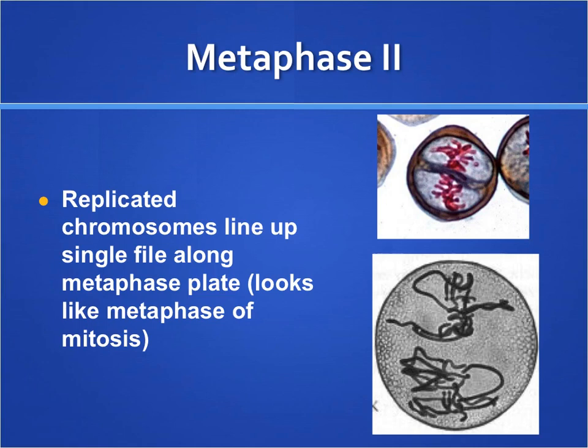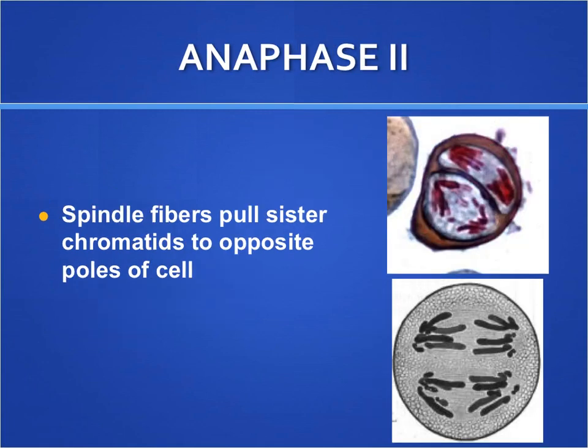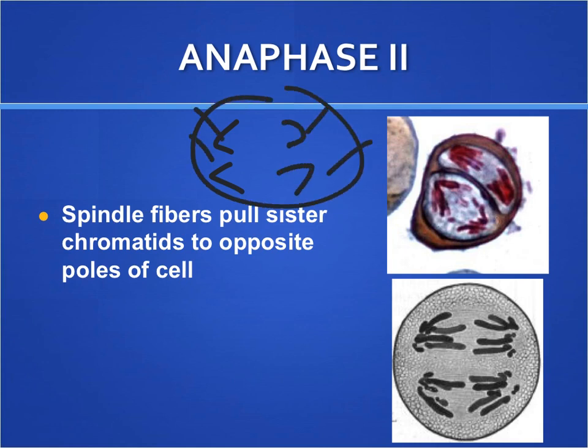In metaphase 2, the chromosomes will now line up single file down the center of the cell, okay, and the spindle fibers will attach to both sides of the centromere. This looks exactly the same as metaphase of mitosis. In anaphase 2, the spindle fibers will pull the sister chromatids apart, right? So that looks just the same as mitosis. So again, now we're separating chromatids, just like mitosis.